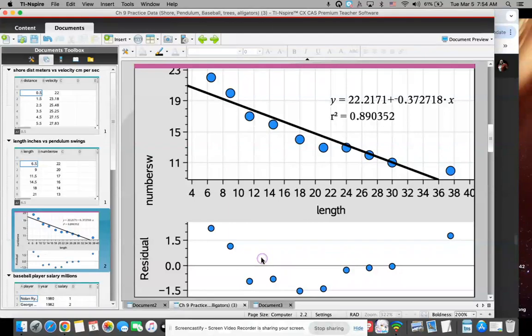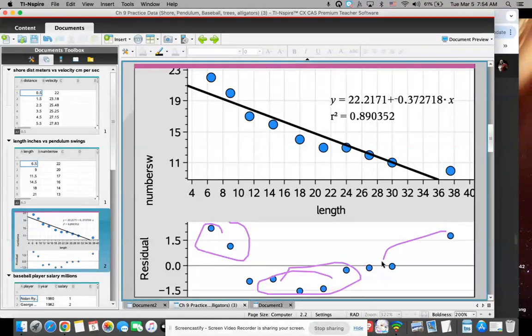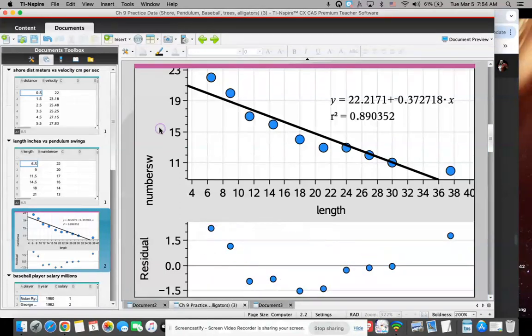It should look kind of randomly scattered in the residuals. But if it isn't, if I can see this pattern where I have some above and then some below and then some above again, that's a pattern, right? So I don't want a pattern in the residuals. I want it to be just nice and randomly scattered along here.